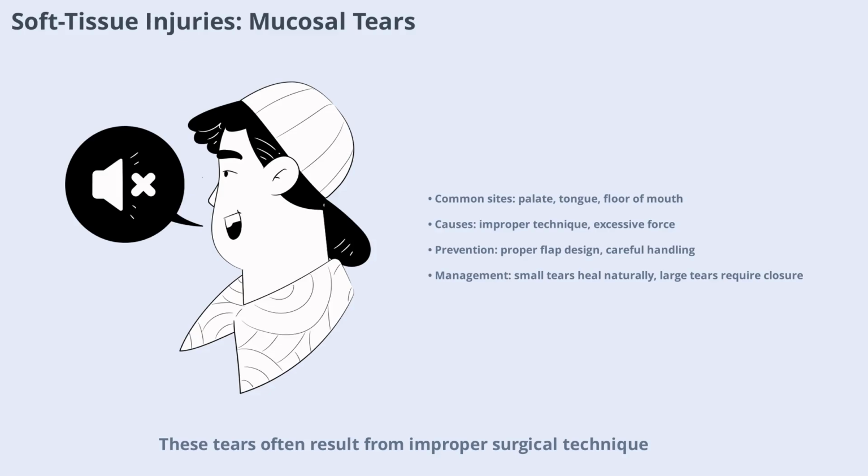These tears often result from improper surgical technique, such as inadequate flap size or careless handling of instruments. Excessive force, especially with elevators, can also cause mucosal damage. The upper posterior palate, lower tongue, and floor of the mouth are frequent sites for these injuries. Prevention involves proper flap design, controlled force, and careful handling of instruments.